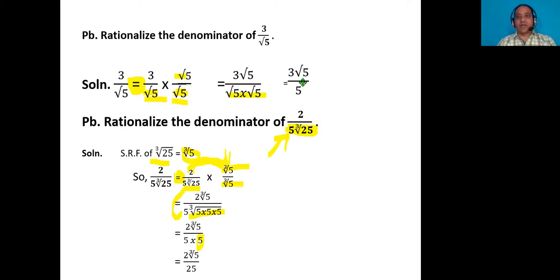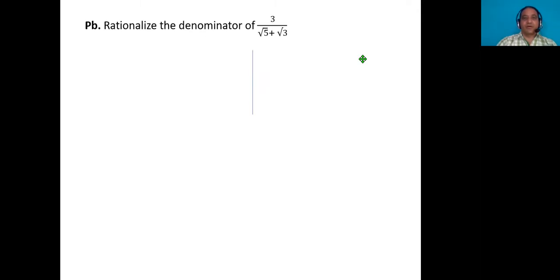Now we are taking a little higher type of question, probably the last question. Rationalize the denominator of 3 over square root 5 plus square root 3. So students, we have already learned that the simplest rationalization factor of square root 5 plus square root 3 is square root 5 minus square root 3.